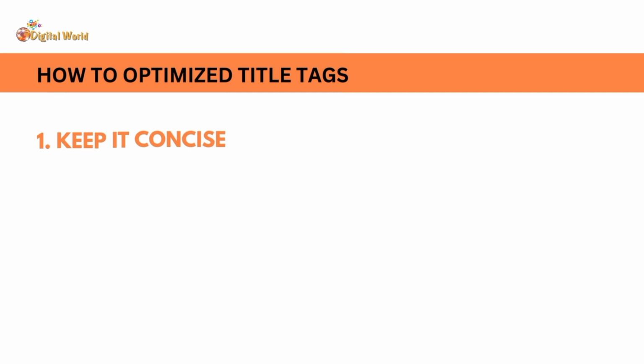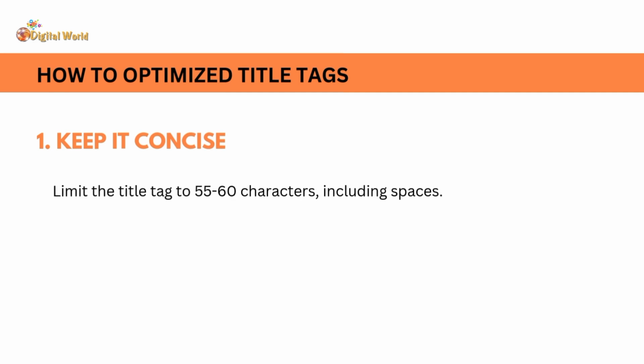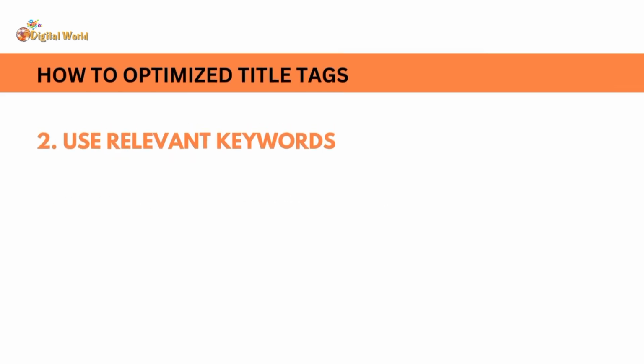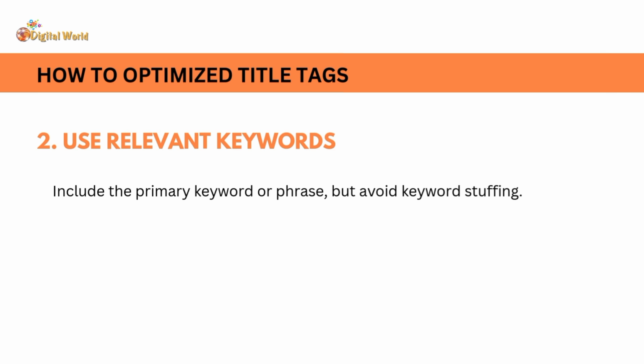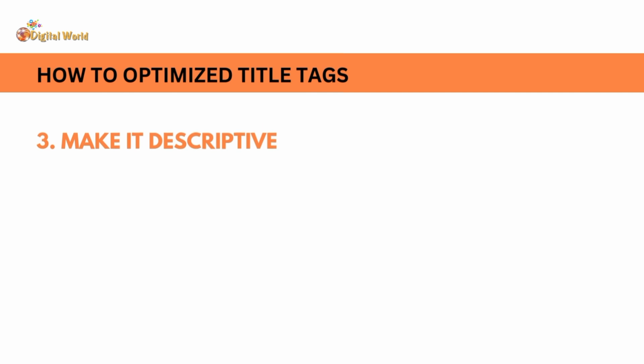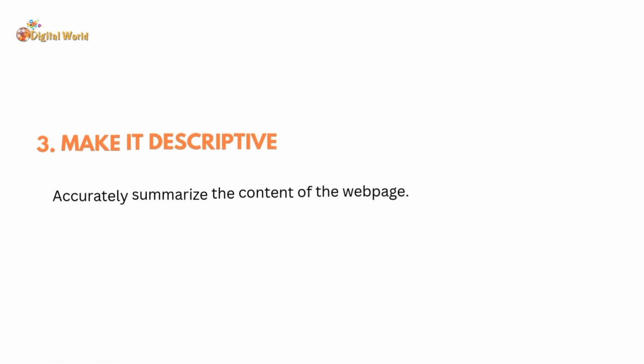Number 1. Keep it concise. Limit the title tag to 55 to 60 characters, including spaces. Number 2. Use relevant keywords. Include the primary keyword or phrase, but avoid keyword stuffing. Number 3. Make it descriptive. Accurately summarize the content of the web page.